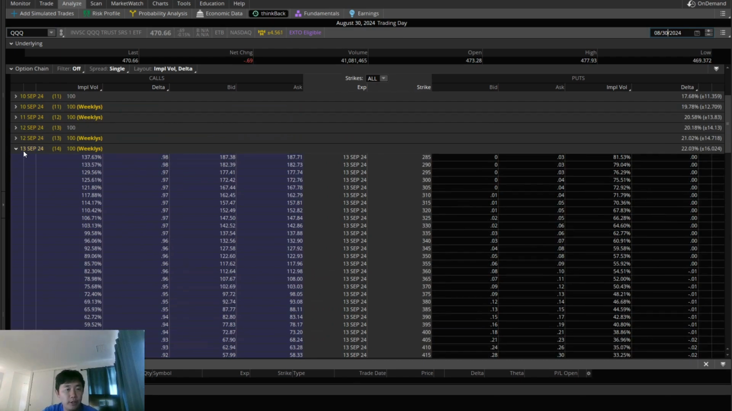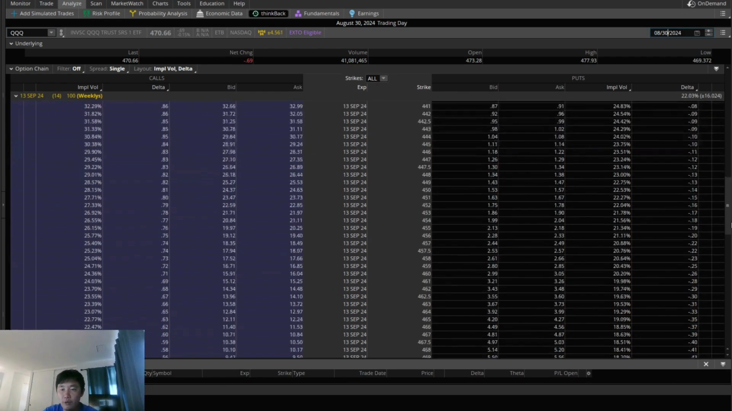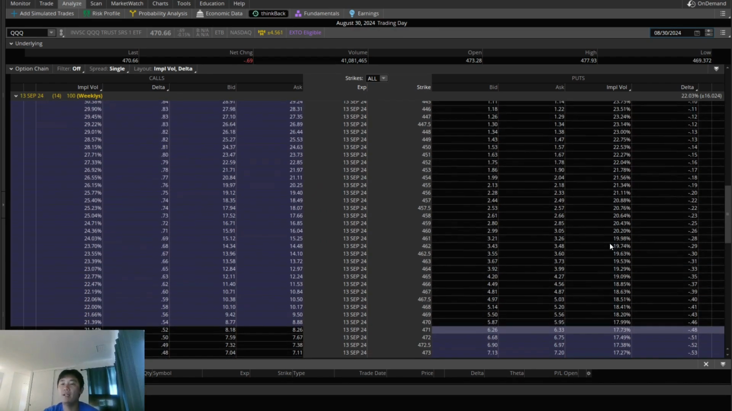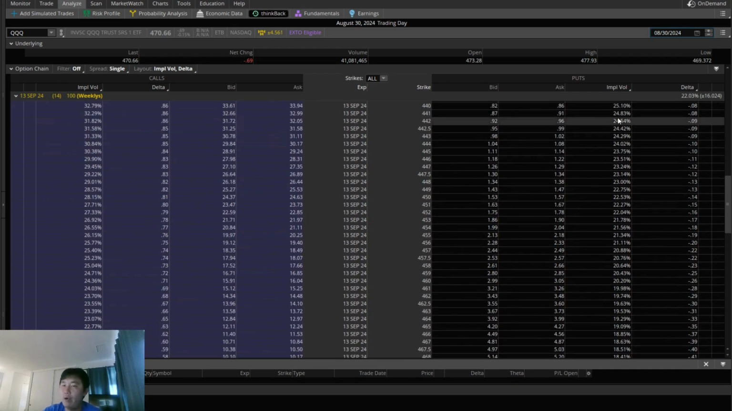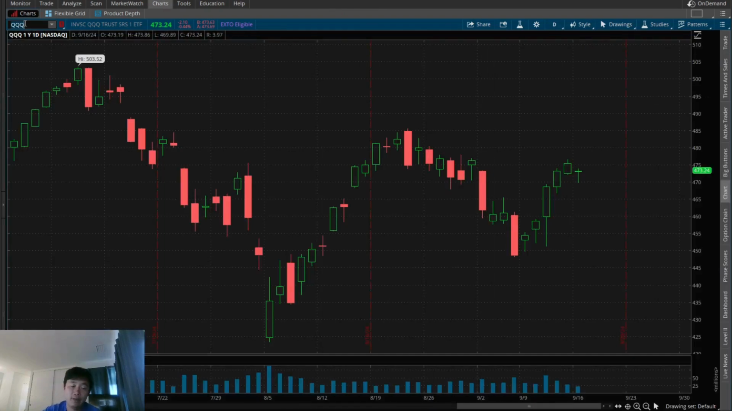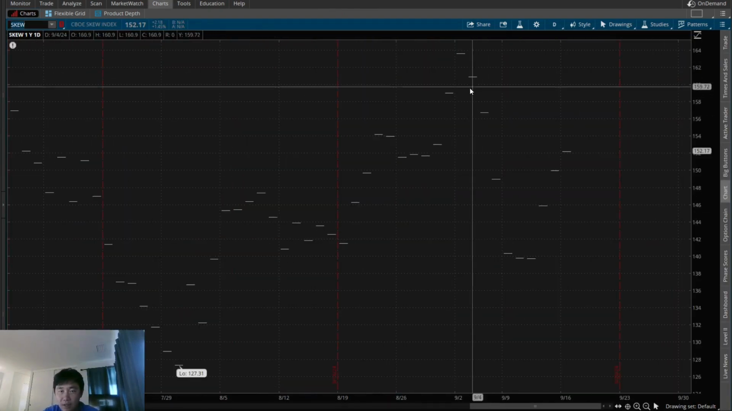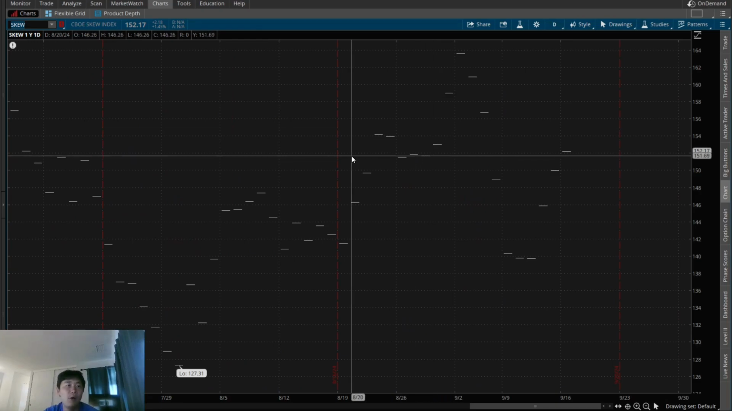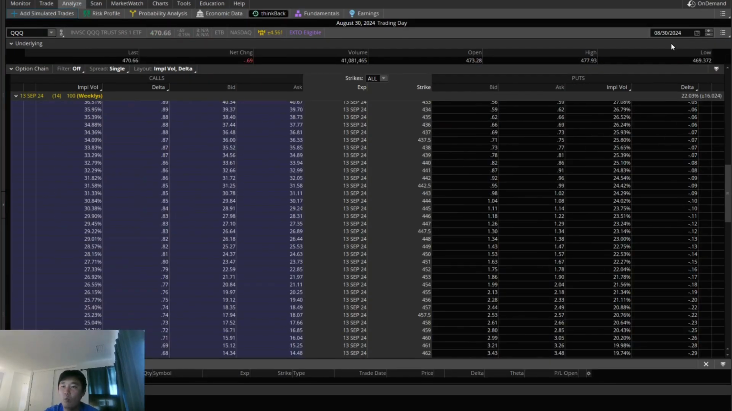2024. So here is September 13th, and you'll see that the at the monies are trading for about 18% implied volatility, but the out of the money are trading for 25, 26%, and this is at about a 160 skew. We can just go a couple days back. So it was about 130, 160 here. Just a couple days back, it was around 150.